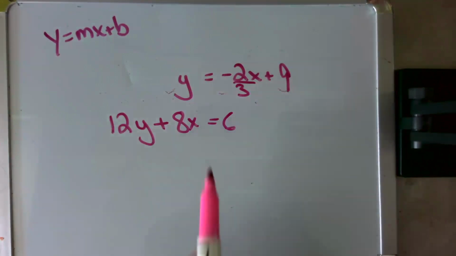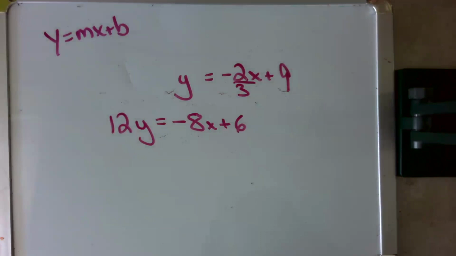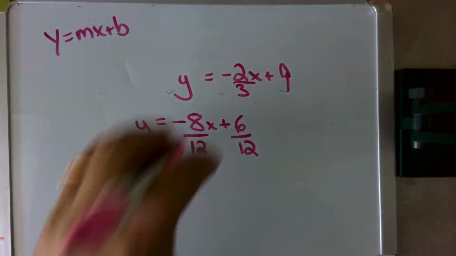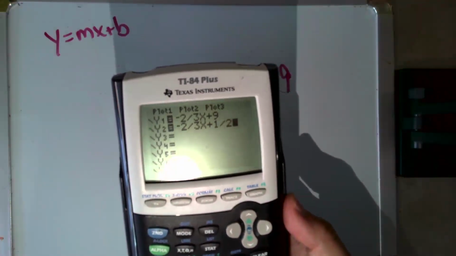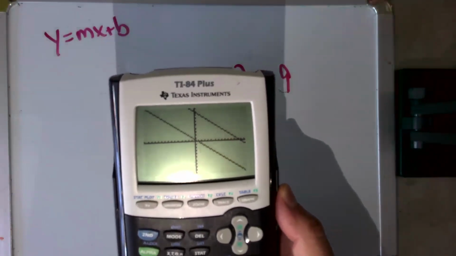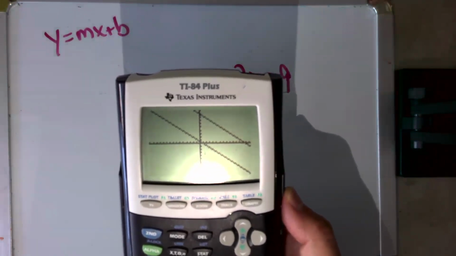Okay, let's do it again over here. I'm going to subtract 8 from both sides, and I'm going to divide both sides by 12, and I'm going to simplify, and that's my line. So now I'm going to enter both of those into my graphing calculator, and I'm going to go ahead and graph. Okay, and visually, I can see these two lines will never intersect.